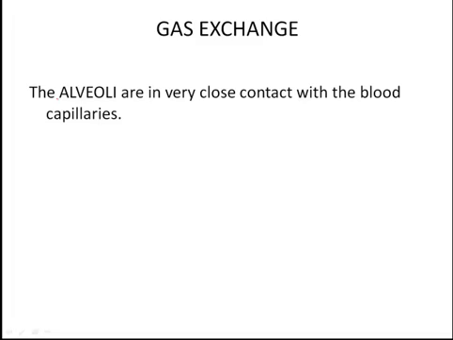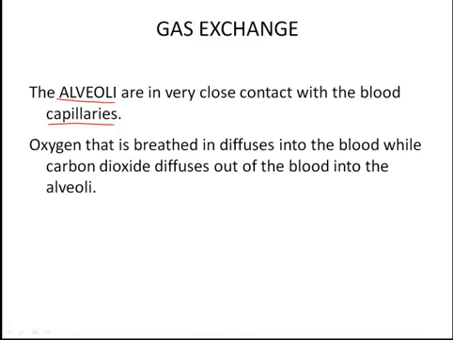So the gas exchange happens because the alveoli are in close contact with the capillaries, so they're pretty much surrounded by blood in a sense. The oxygen that we breathe in is going to diffuse into the blood because there's more oxygen in the air that we breathe in than in our blood, so the oxygen moves there. And then the carbon dioxide is going to diffuse out of our blood and back into the alveoli, again, because there's more carbon dioxide in our blood than in the alveoli. And then we breathe it out.